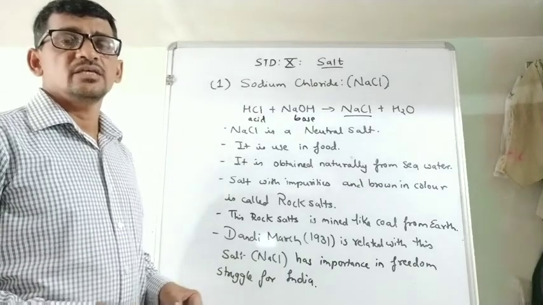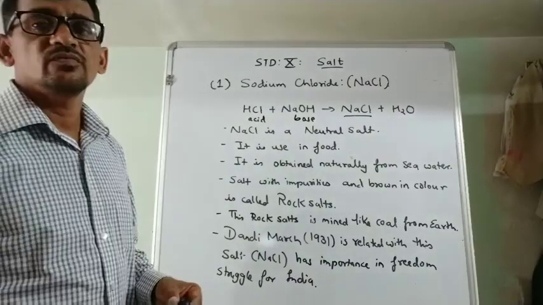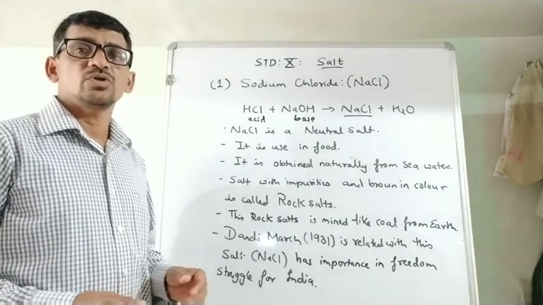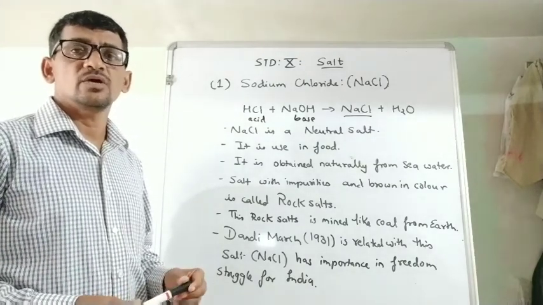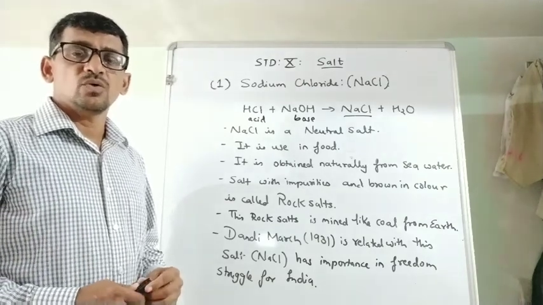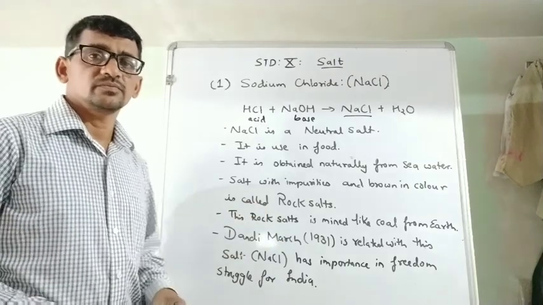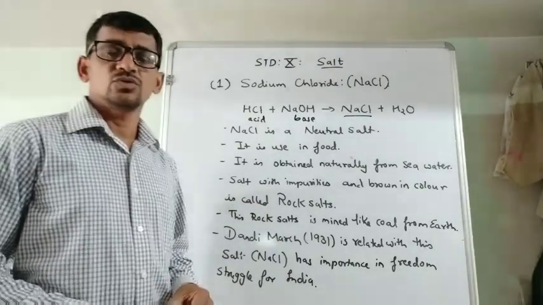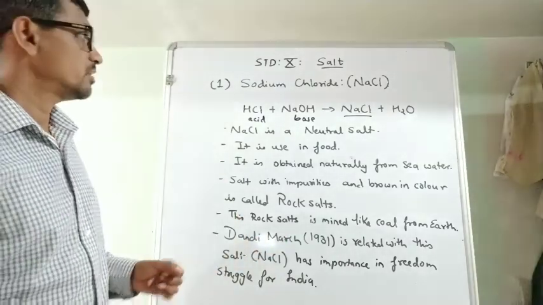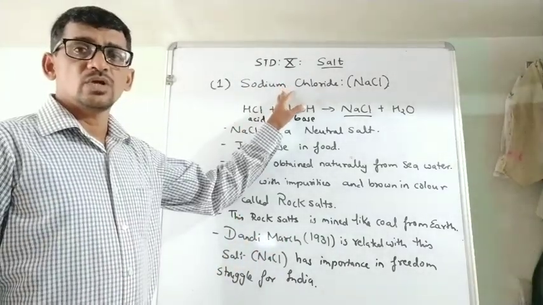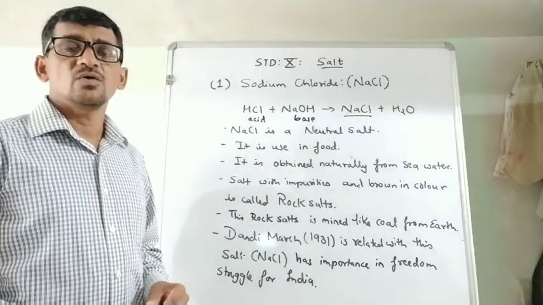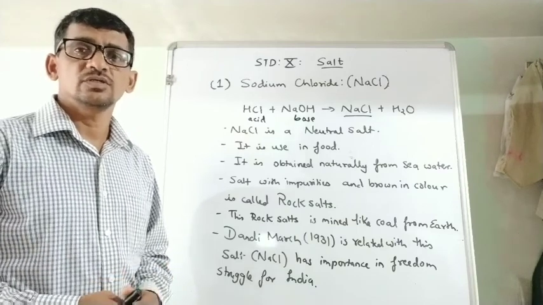This NaCl is used for making different chemicals. First chemical is NaOH, sodium hydroxide. Second is sodium bicarbonate. Third one, bleaching powder. And the last one is Na2CO3, sodium carbonate. So these different chemicals can be prepared from sodium chloride. One by one we discuss all these chemicals, how they are manufactured and what the uses of these chemicals are.